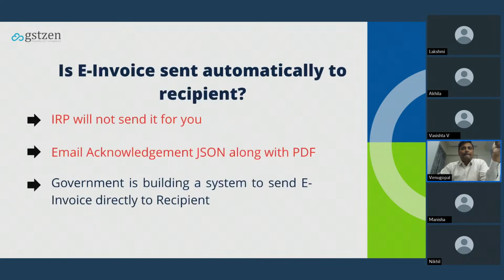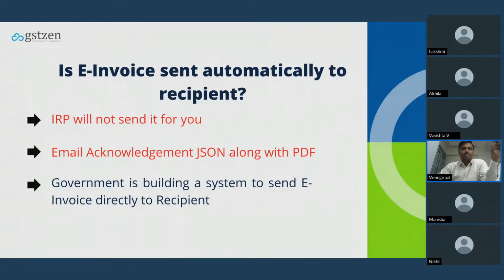Will the e-invoice be automatically sent to the recipient? The answer is no. That's why I put it in red. IRP is not going to send it to the recipient. He will only give an acknowledgement JSON. Of course, government is building a system. It's been quite a long time. Not sure when that is going to come up.